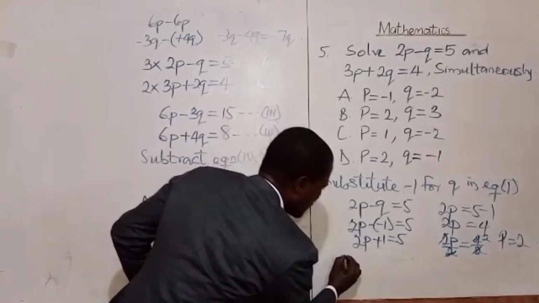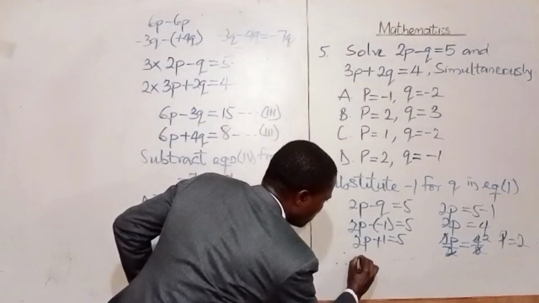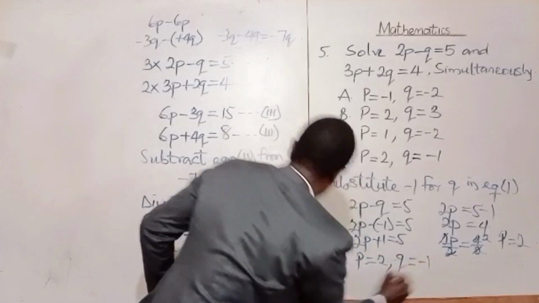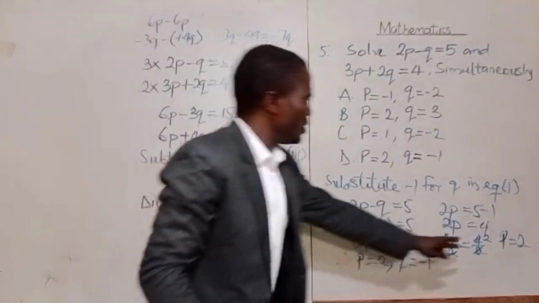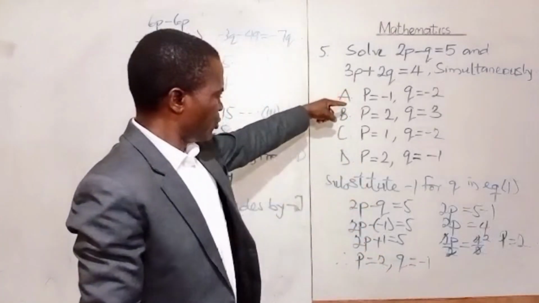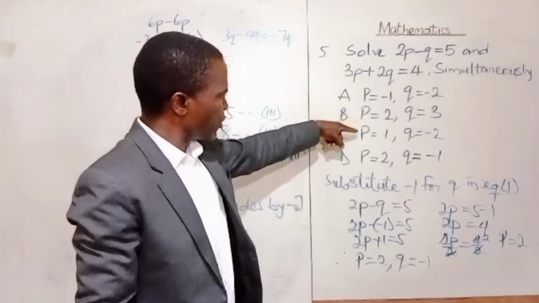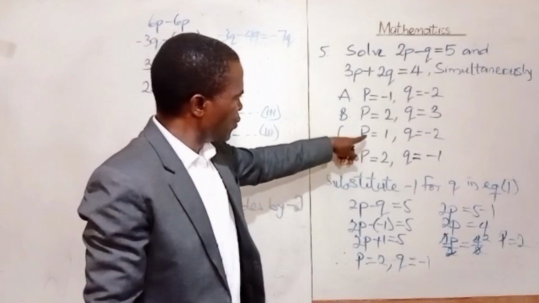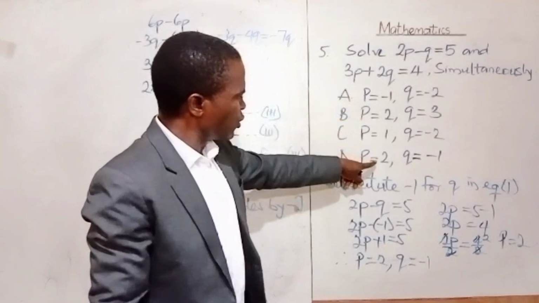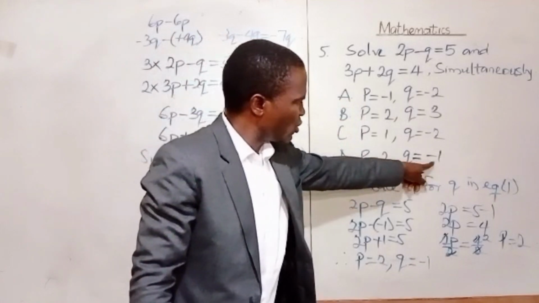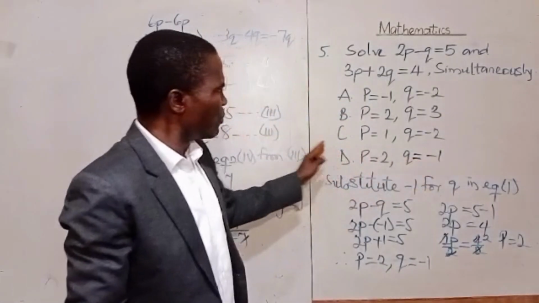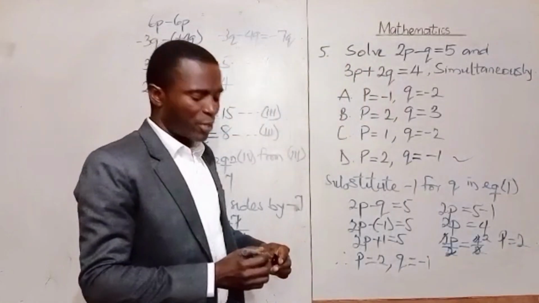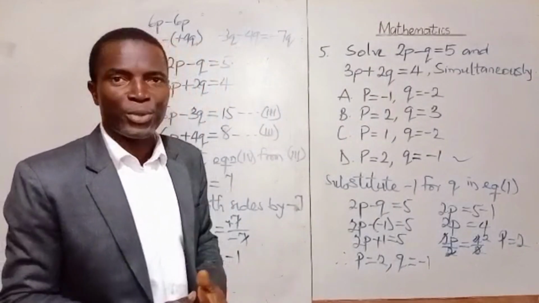So that is to say, therefore, p is equal to 2 and q is equal to minus 1. So which of the options is most appropriate? P is equal to 2, while q is equal to minus 1. So the most appropriate option is option D. Option D is the most appropriate option. I want to believe it's very clear to everybody.